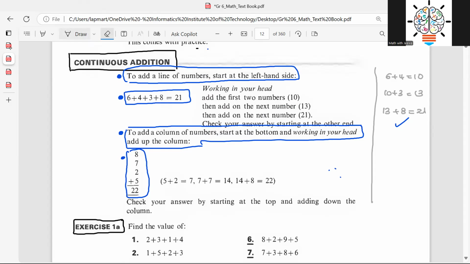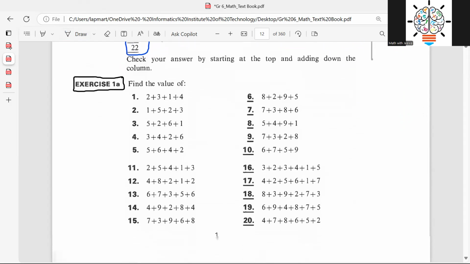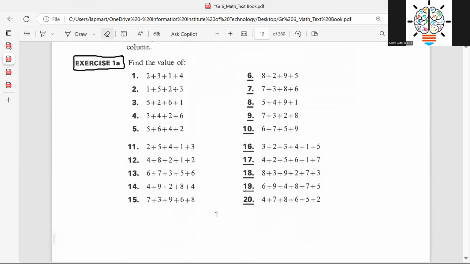After that, I will show you the sums you want to do. These are in exercise 1A. You want to do questions 1 to 10. Now you know what to do.